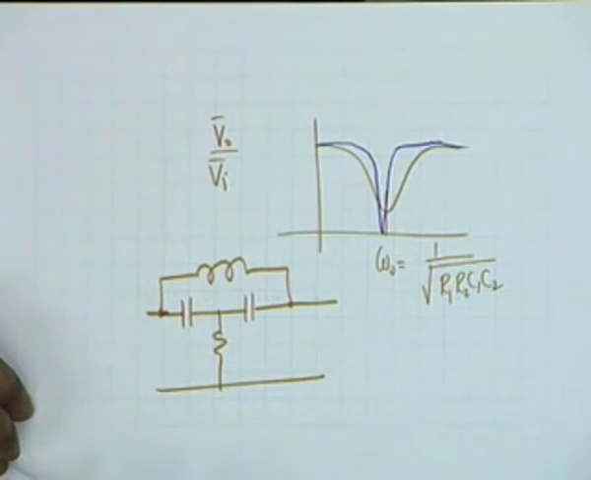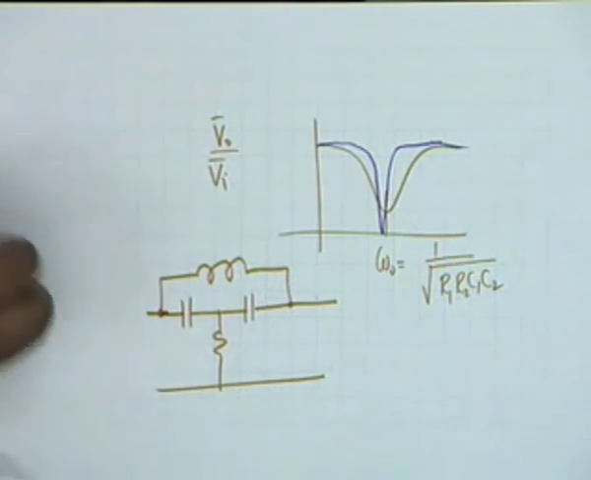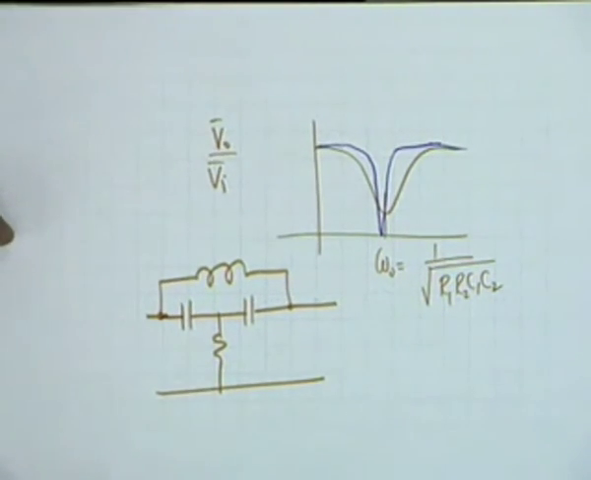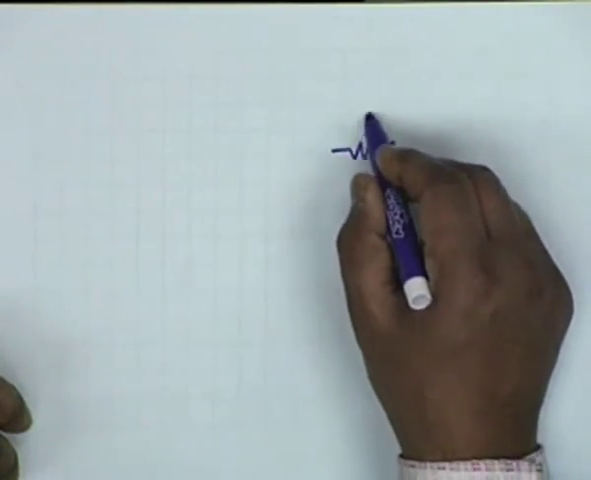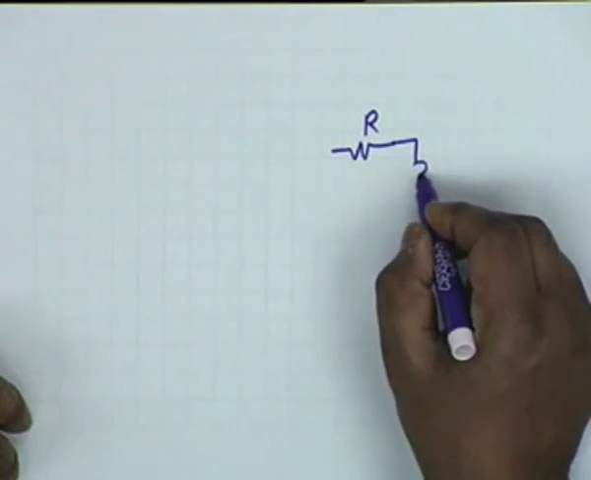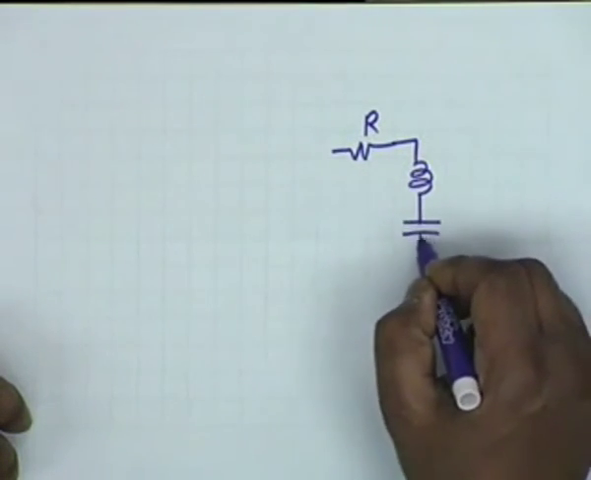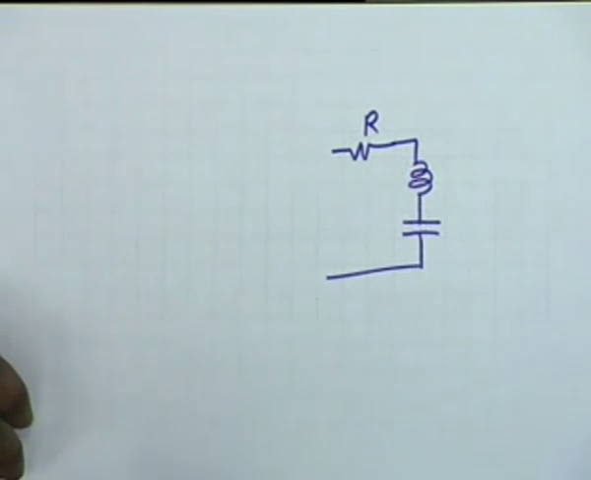And one of the simplest examples of 2 kinds of energy storage elements in a circuit is the so-called resonant circuit, the simplest of which is this circuit, the series circuit. Suppose you have 3 elements in series: resistance, inductance and capacitance. We have already analyzed this circuit. It's a second order circuit.